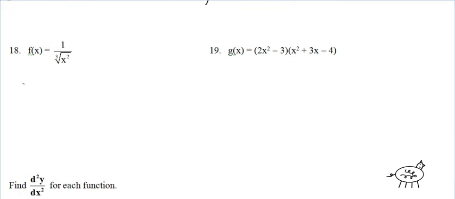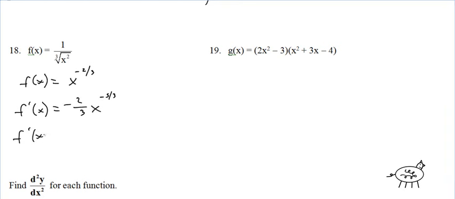Okay, so here's the next one. I would definitely write it as a rational exponent. So I'm going to write this as x to the negative 2/3 power. It's a lot easier to take the derivative of that. So then I say f prime of x equals negative 2/3 x, and then you're subtracting 3/3, so it's minus 5/3 power. So you get f prime of x equals negative 2 over 3x to the positive 5/3.